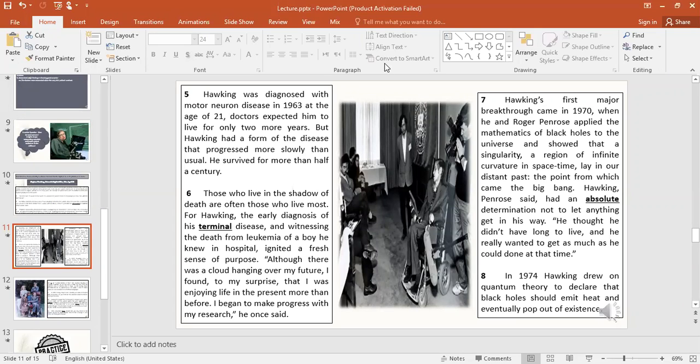Okay, let's move to paragraph 7 and we have absolute. Hawking, Penrose said, had an absolute determination not to let anything get in his way. What do you mean by absolute determination? Miss, for sure. Yes, very good. For sure, he had a determination which no one was able to beat. It was absolute, like to the maximum.